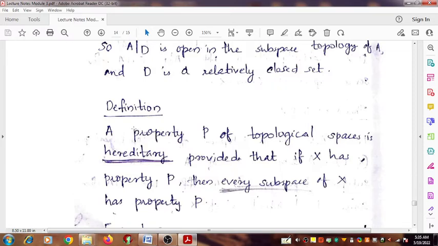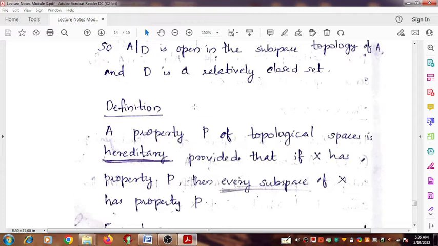Next, we now define the hereditary property of topological spaces. What is meant by hereditary property? We are now talking about spaces and their subspaces. Suppose a space has some property. Think about all subspaces of that space having the same property. That kind of property is called a hereditary property.